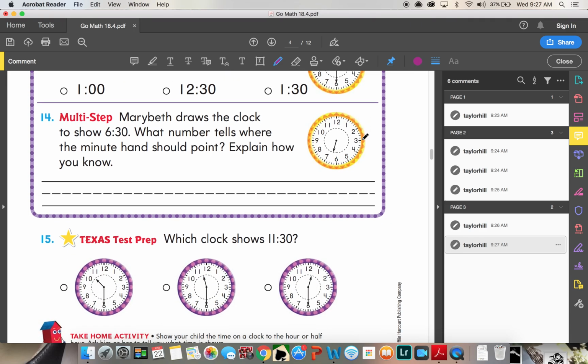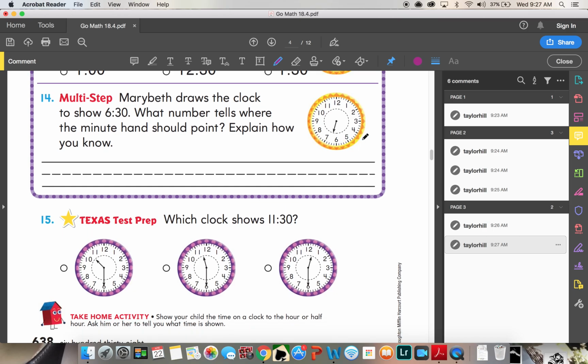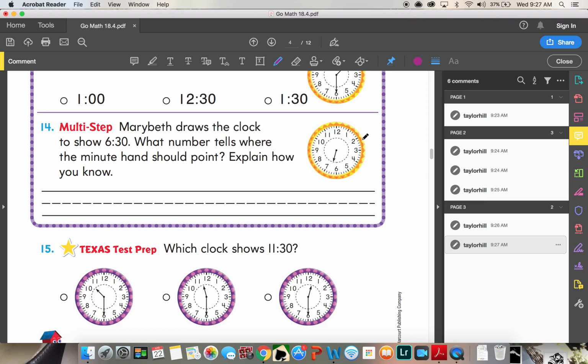Number 14. Mary Beth draws the clock to show 6:30. What number tells where the minute hand should point? Explain how you know. Okay, so the minute hand should be pointing at what if it's 6:30? If it's 6:30, the minute hand should be pointing at the 6, and that's how you know. You know that because the minute hand is the longer hand, and 6 represents 30.